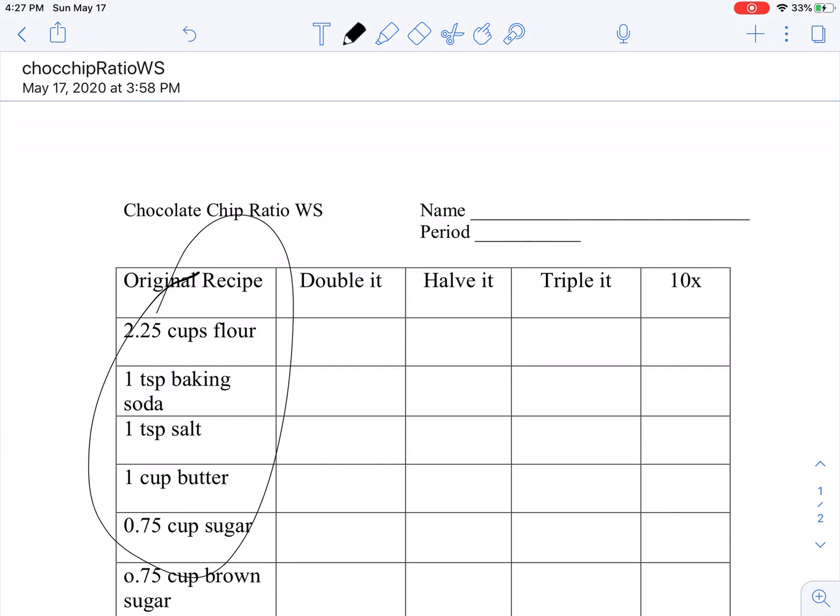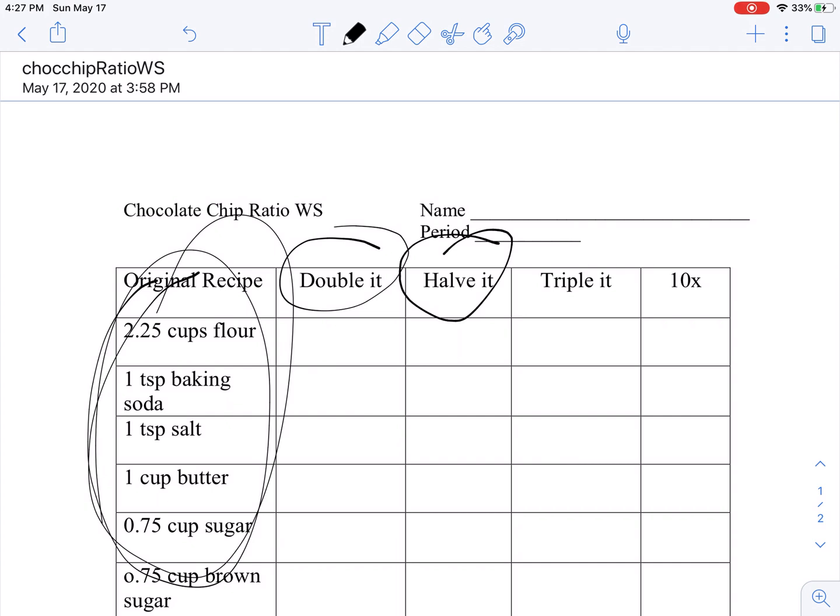But if you need more than that, if you need 20 cookies, you could double the recipe, and instead of 10, you would get 20. If you didn't need that many cookies, you could, as you see here, halve or cut the recipe in half. You could cut in half all of these ingredients over here on the left-hand side, and you'd get 5 cookies instead of 10. Or if you needed 30 cookies, in this third column here, you could triple all the ingredients, and you'd get 30 cookies.